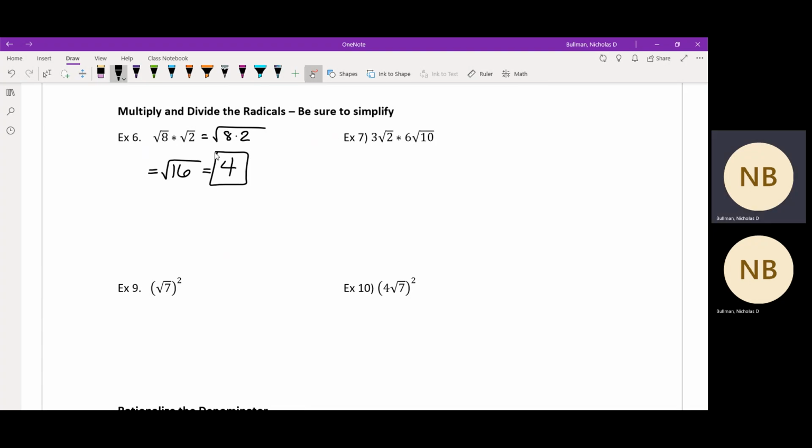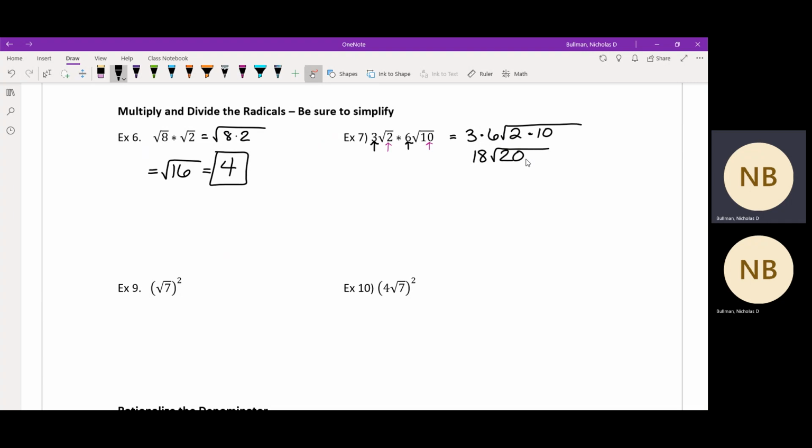What about example 7 where there's numbers outside? Okay, I can follow my multiplication symbol still, but again, I need to focus on what's outside together and what's inside together. So if I was actually going to put this together, I'm going to have 3 times 6 on the outside, and on the inside, I'm going to have 2 times 10. So 3 times 6 gives me 18. 2 times 10 gives me 20.